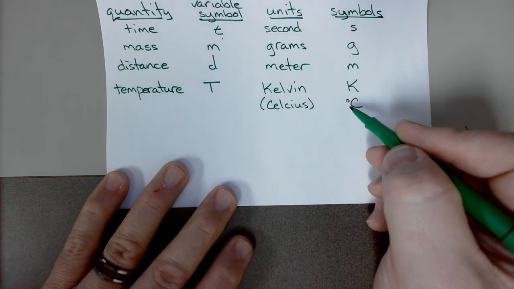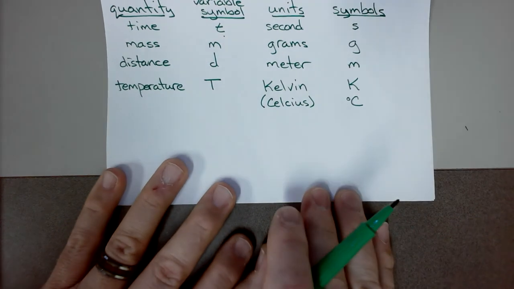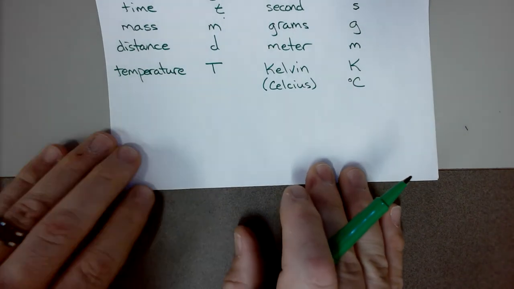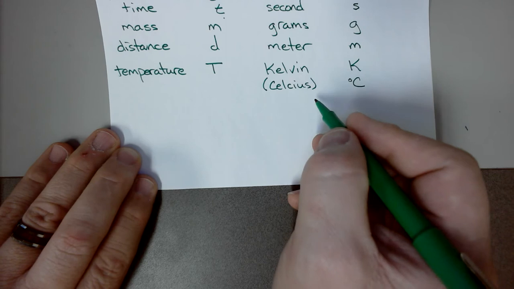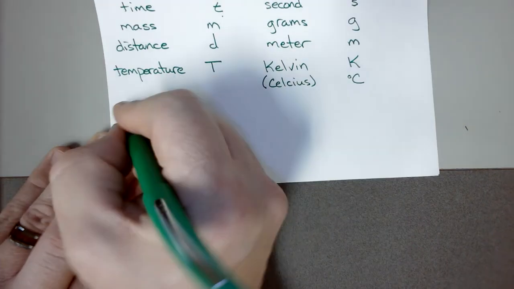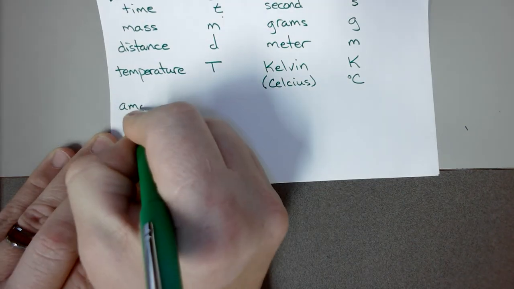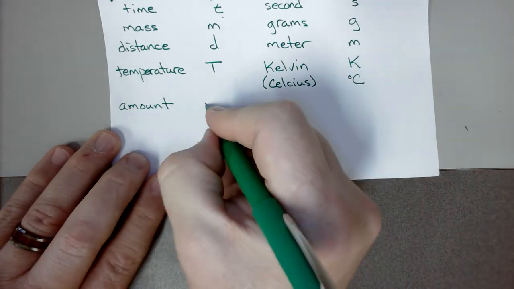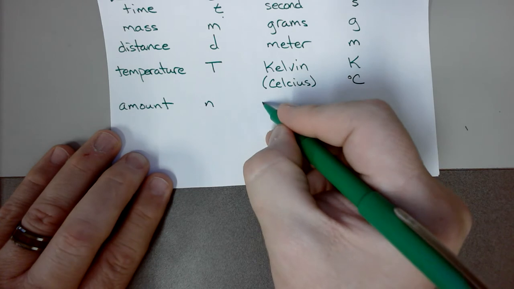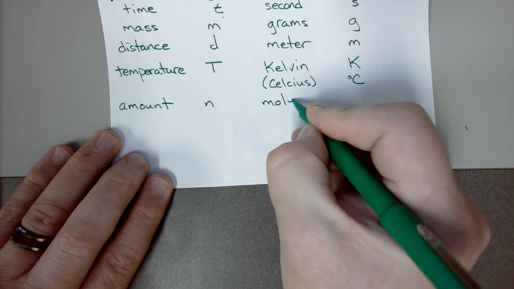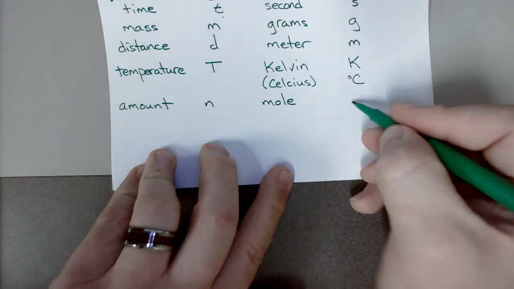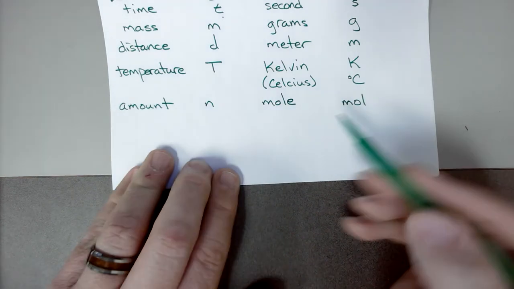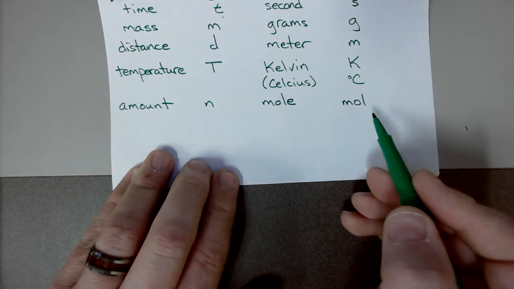And I'll talk about that later when we do temperatures in depth a little bit more. Now, another base unit, or unit that can be directly measured, is an amount. Not a unit, but a quantity is the amount. And that's represented with an N. And we call the unit a mole. And mole has a symbol of mol. Now I know that's not shortened very much, but that's the way it is.